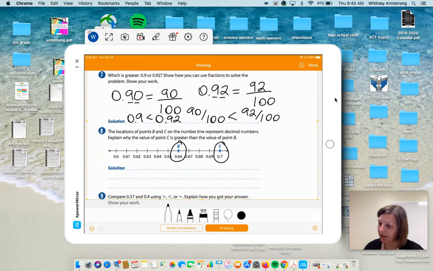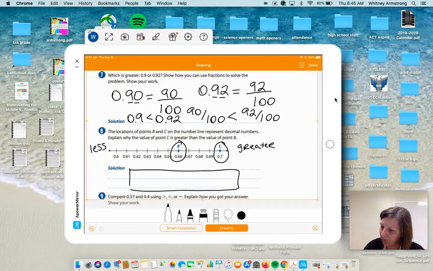Okay, so let's look at this. If you know anything about a number line, you know that this end is less than this end, and this end is usually greater. So if your explanation was that 0.66 is farther left than 0.7, that's one way to explain it. You can also use your place value chart here to explain it.